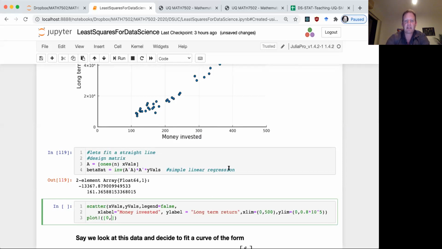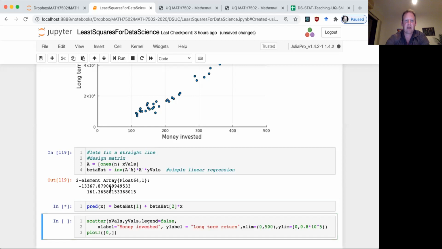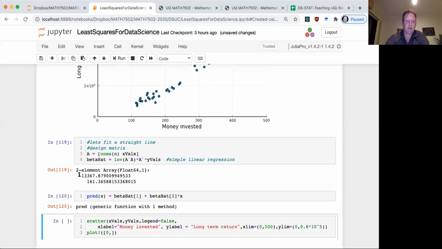Oh, so let's actually create a prediction function. Okay, so let's make pred of x is going to be beta hat 1 plus beta hat 2 of x times x. This is how this prediction function works.